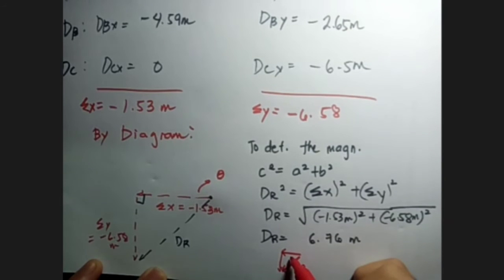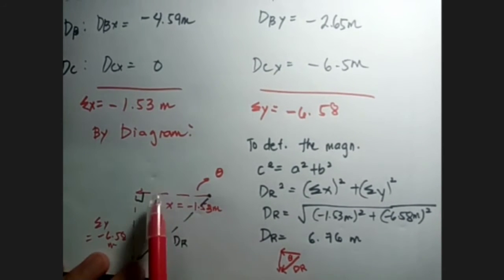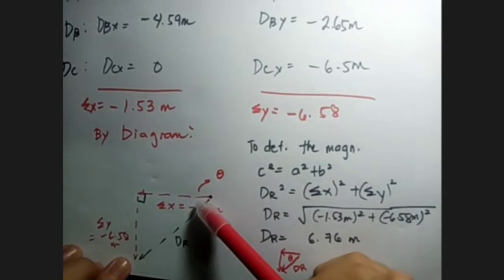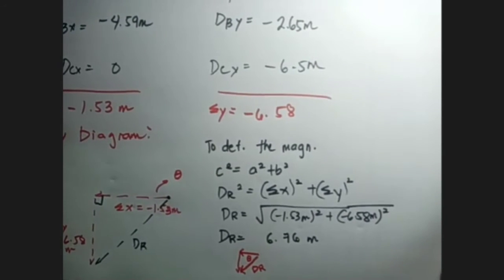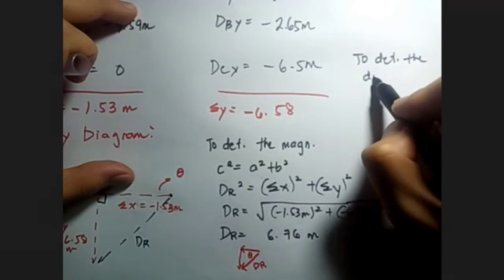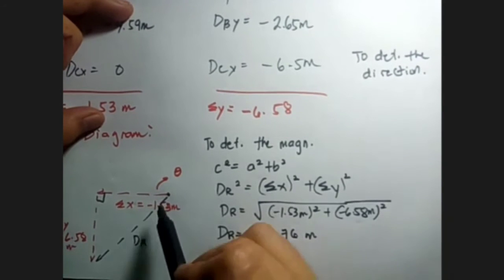Okay. Nandun ang angle. We need to determine that angle. If we have the summation of x, the summation of x is this one, and the summation of y is that one, and the angle is in between d sub r and the summation of x. Therefore, what is the relationship of that angle to the summation of x and the summation of y? That is tangent. Tama? Tangent. Okay. So, usog ko lang dito. To determine the direction. Look at this. This is the angle.